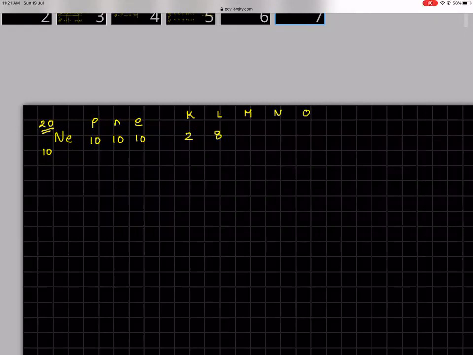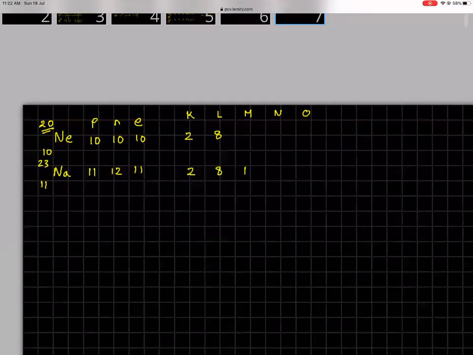So next one is sodium. Sodium is 11 here, 23 here. So sodium will have 11 protons, 12 neutrons, and 11 electrons. So in the K shell, 2 will come. L shell, 8. 8 is full, no more can come. So the next one will come to the M shell.